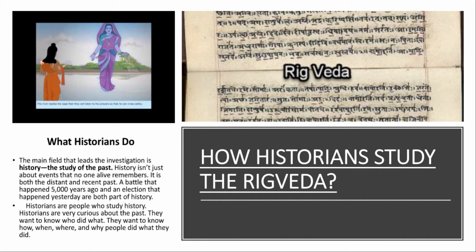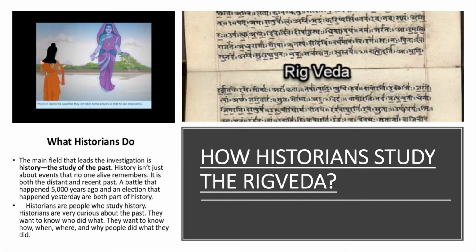Historians are very curious about the past. They want to know who did what. They want to know how, when, where and why people did what they did. The books we use are written and printed. Historians, like archaeologists, find out about the past, but in addition to material remains, they examine written sources as well. Let us see, children, how they study the Rig Veda.